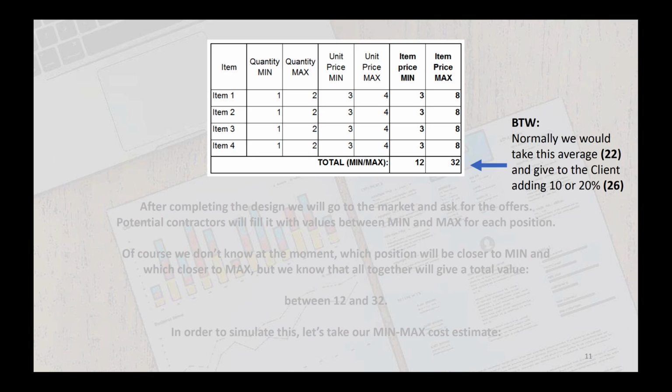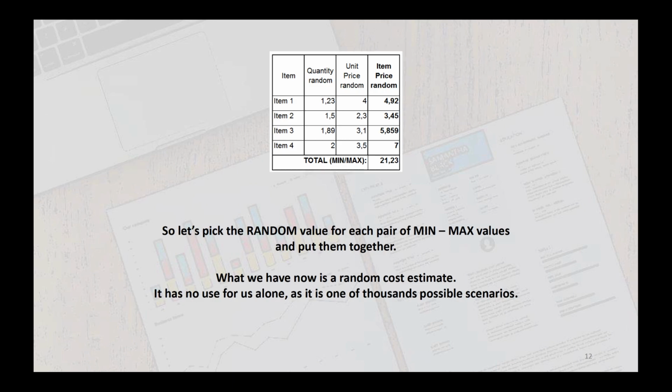What we would normally have done is take averages for quantities and unit prices in each position and multiply them together, which would result in an average of 22. After adding a proper contingency, this would be about 26. But let's do something different. Let's pick a random value for each pair of values and put it together as if it were combined offers from several subcontractors. What we have then is a random cost estimate, which of course doesn't have a real background, and it's not very useful by itself, as it's one of thousands or millions of possible combinations.